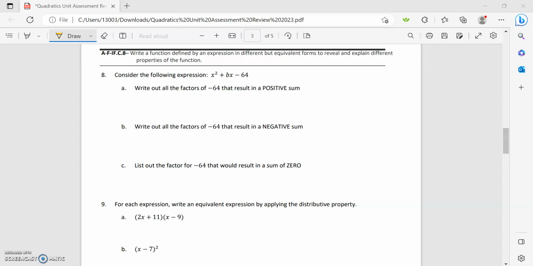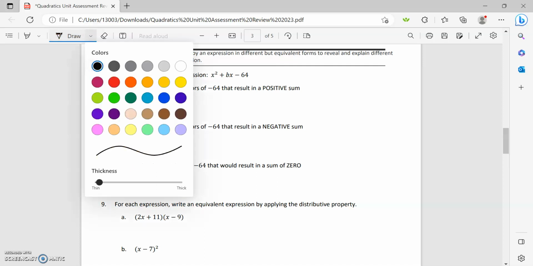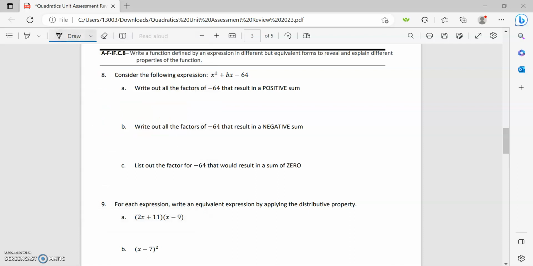Well, here we are, video 4, and I'm just going to start off with some basic questions like question 8 here. I think some people are overthinking it. When it says write out all the factors of negative 64 that result in a positive sum, here's a good example. Let me go back to my right color pen here. So factors that make 64 would be 1 times 64, okay? So that does give me 64, and it does result in a positive sum.